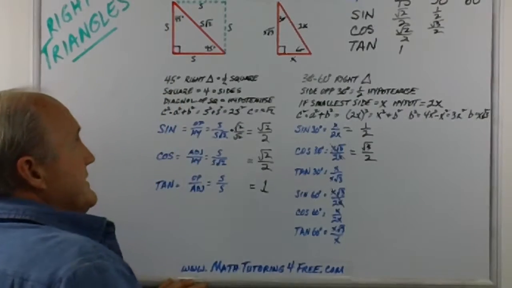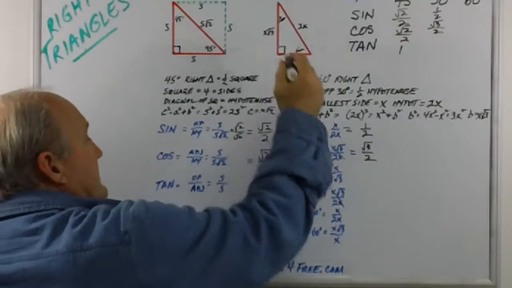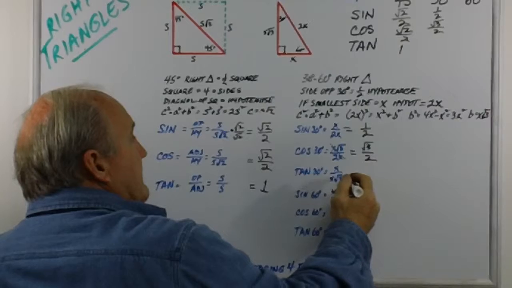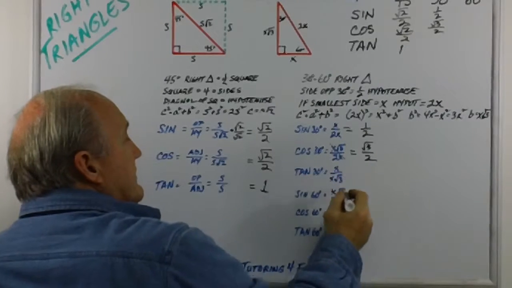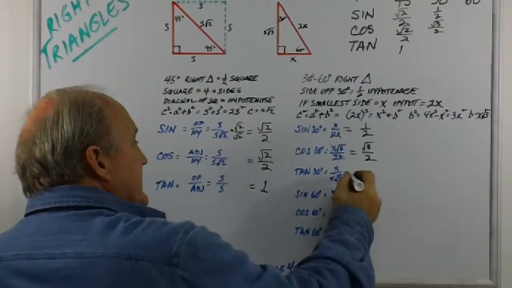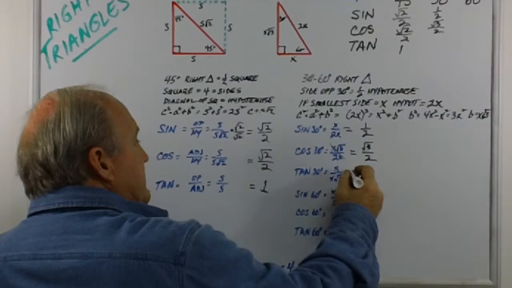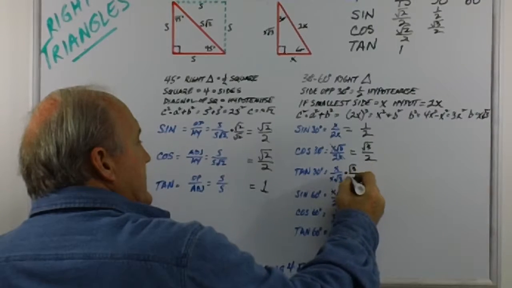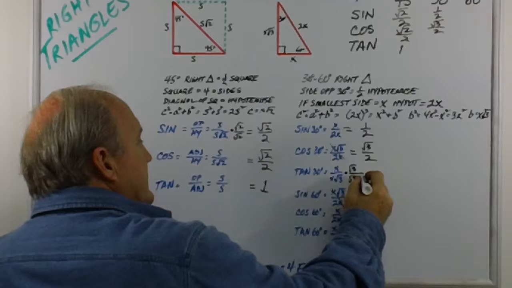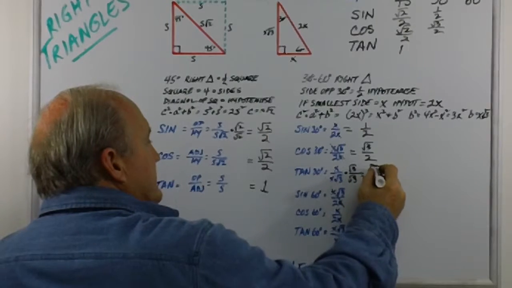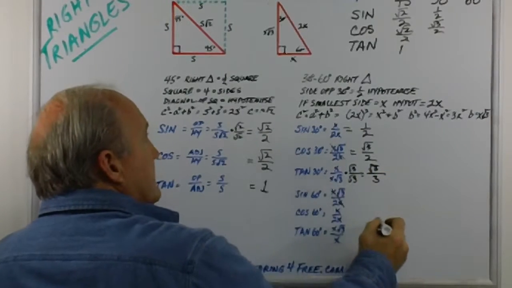The tangent is opposite over the adjacent. We have x over x times the square root of 3. Again, we can't have a square root in the denominator, so we multiply that by the square root of 3 over the square root of 3. And our answer then becomes the square root of 3 over 3.